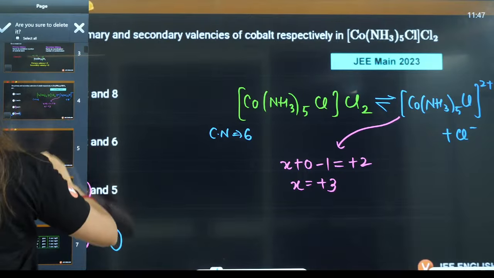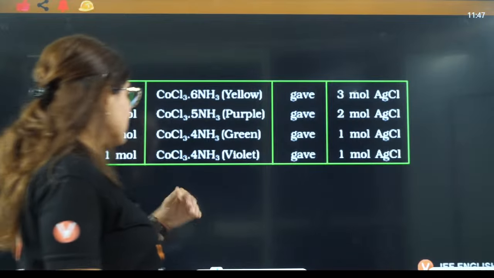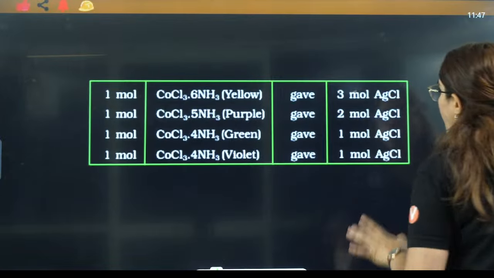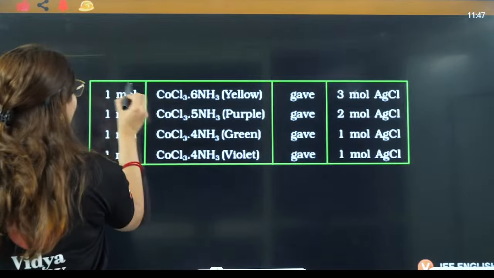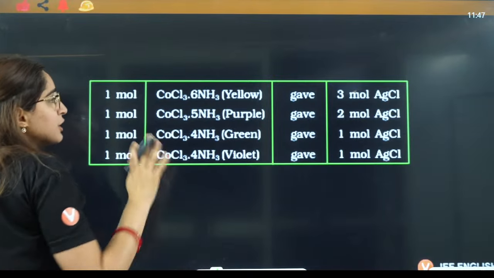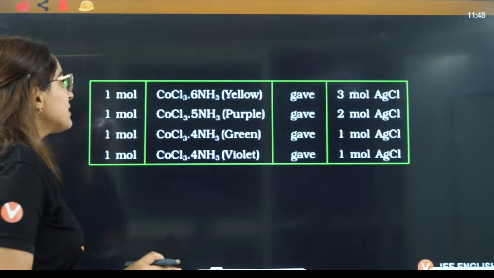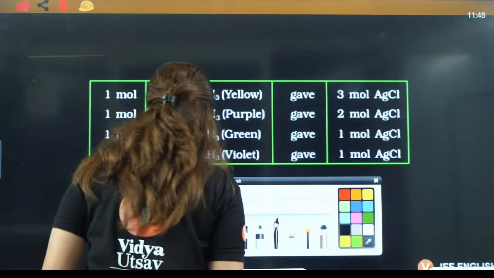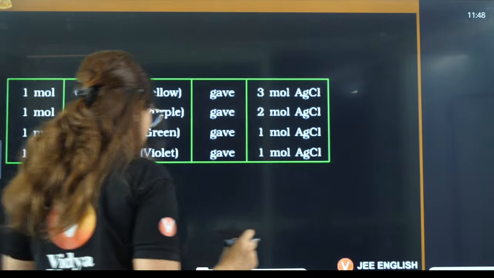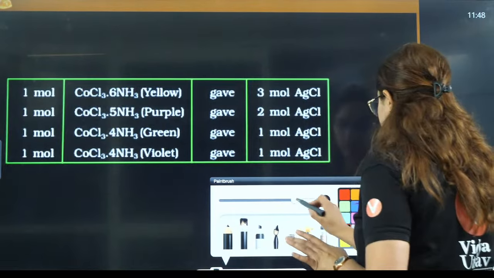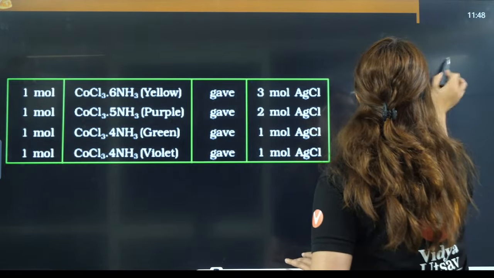Yes. So now let's talk about the next one. In this Werner theory only, we talked about one more thing here, that is, if I say 1 mole of this is present, and it gives us 3 AgCl, that means in this case 3 Cl will be outside. Okay, so I'll just write it here. In this case, if I talk about this thing here, wait a minute.